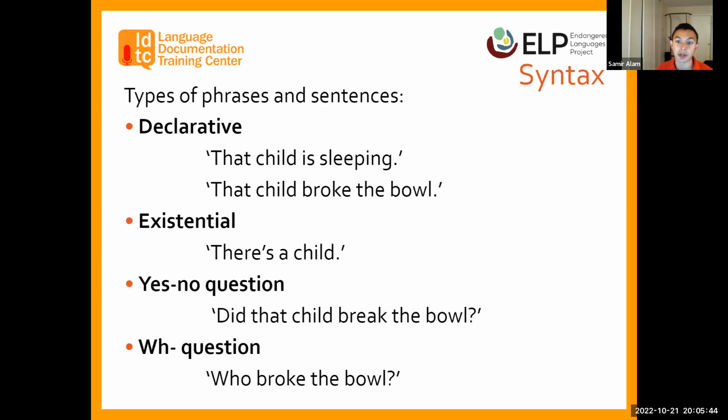Somebody has to answer with a noun that broke the bowl. So WH questions, we can identify them in English as word questions with a word that has WH in it. Other languages are not going to have this WH, so we can think about it more simply: yes or no questions can be answered by yes or no. WH questions cannot.